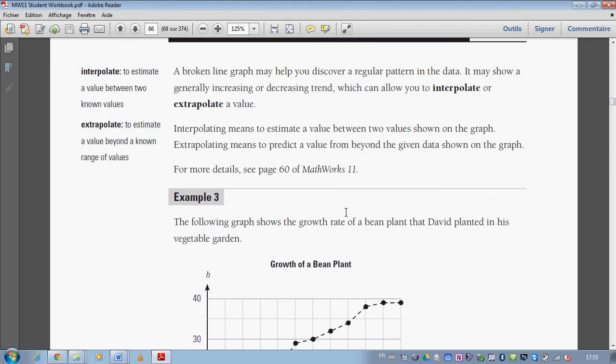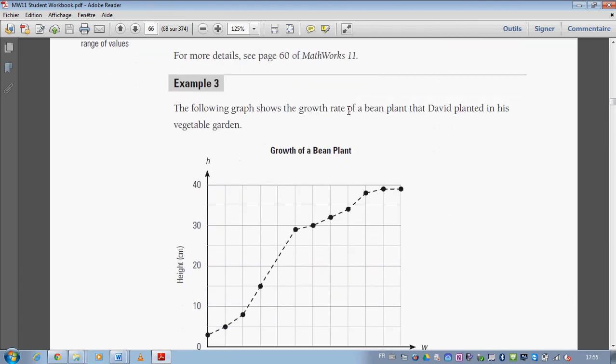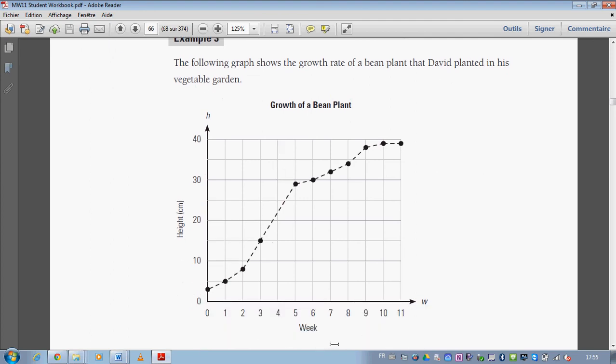Okay. So here we've got the growth rate of a bean plant that David planted in his vegetable garden. We're talking in terms of weeks and height. You've probably noticed by now that usually the independent variable will be time. If you've got time, that's pretty much always the independent variable, and it'll always be down here on the x-axis. Here we had weeks, before we had months, and before we also had years. So anything that deals with time is usually on your x-axis.